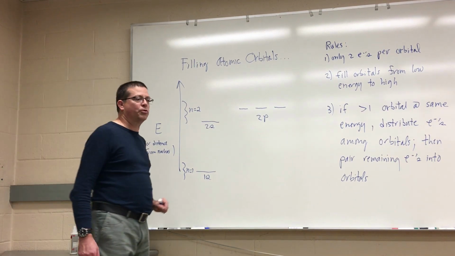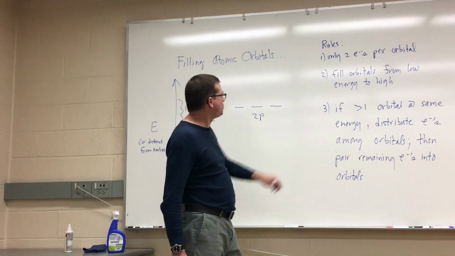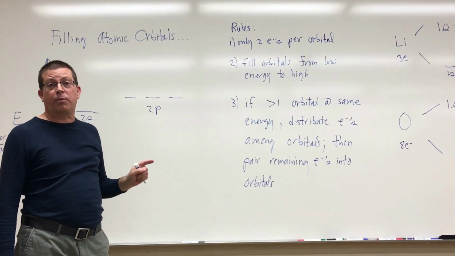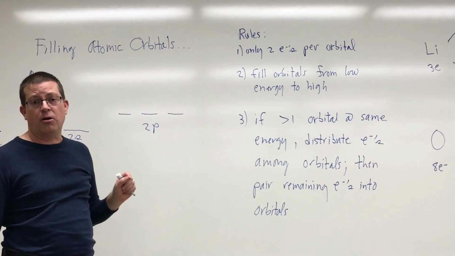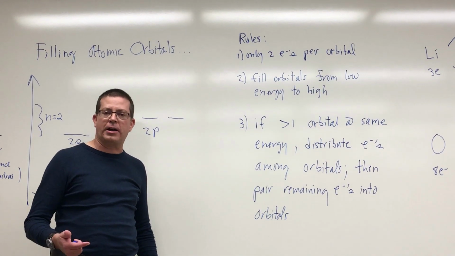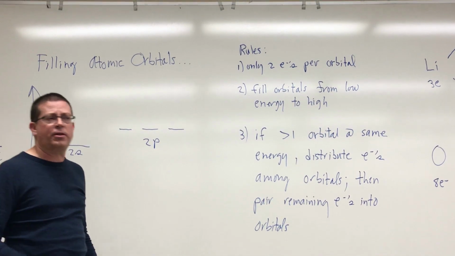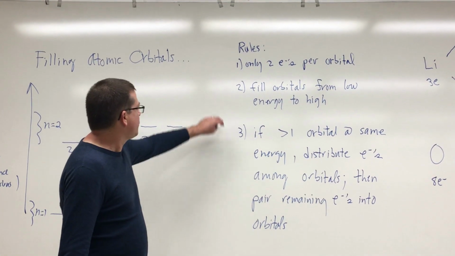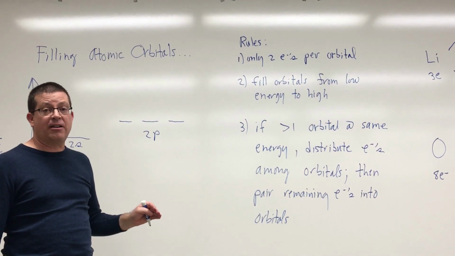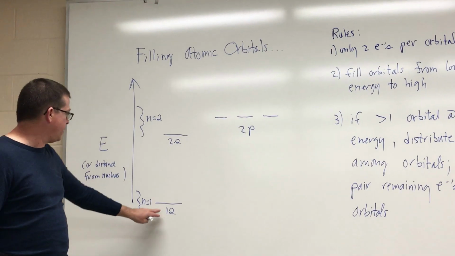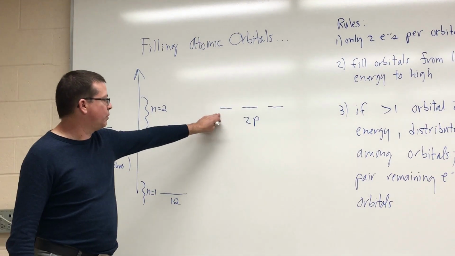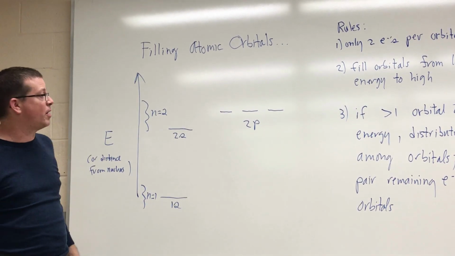So we have some basic rules that apply all of the time. First rule, we only will populate a single orbital with up to 2 electrons, no more. Okay, so I can put 1 electron into an orbital or 2 electrons into an orbital, but no more than that. Next, the rule says that we fill our orbitals from low energy to high energy. So we always start with the low energy orbitals, and then we continue to fill the orbitals from low to high until we run out of electrons.